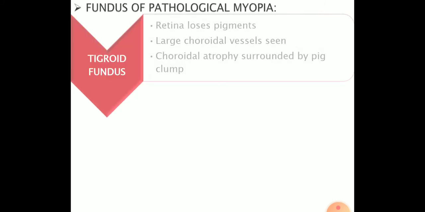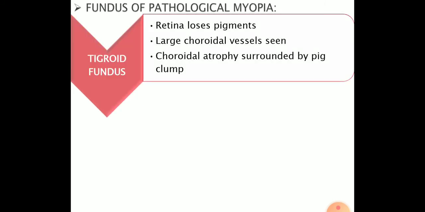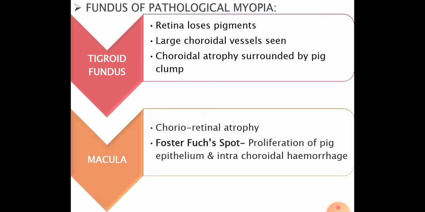Important is fundus of pathological myopia. Tigroid fundus: retina loses pigments, large choroidal vessels are seen, and choroidal atrophy surrounded by pigment clump is found. In macula, there may be chorioretinal atrophy and Foster-Fuchs spot. What is Foster-Fuchs spot? It is proliferation of pigment epithelium and intrachoroidal hemorrhage.